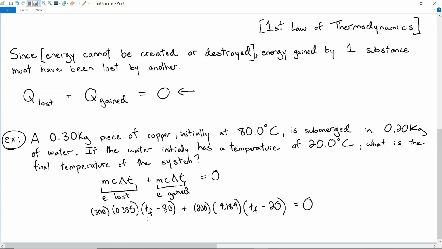So this is going to be enough to solve for this final temperature because we're looking for the final temperature of the system, which insinuates that at the end of all of this, the copper and the water are going to reach the same temperature once all of the energy transfer has been completed. So what we really need to do is just now solve for this missing variable. If we plug these values in, this is what we're going to end up with.